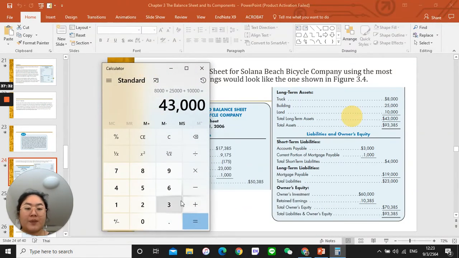So this one is long-term asset 43,000, but you should add the short-term asset 50,385, which will be equal to the total asset of 93,385. Okay, but let's see the next one.